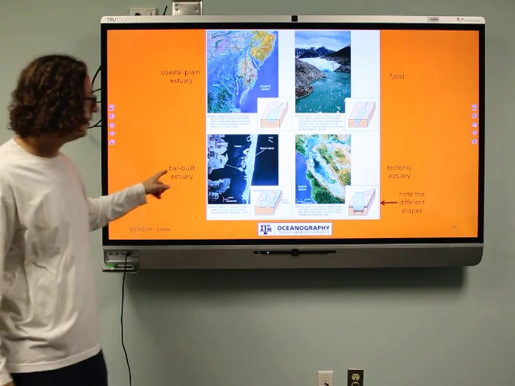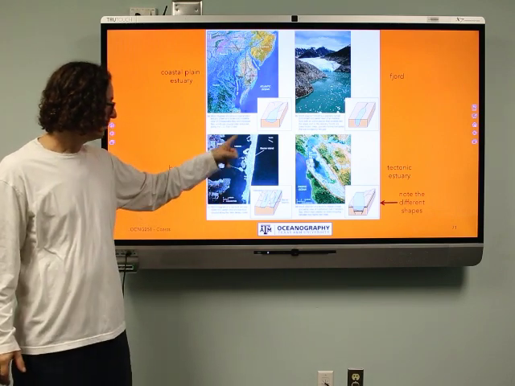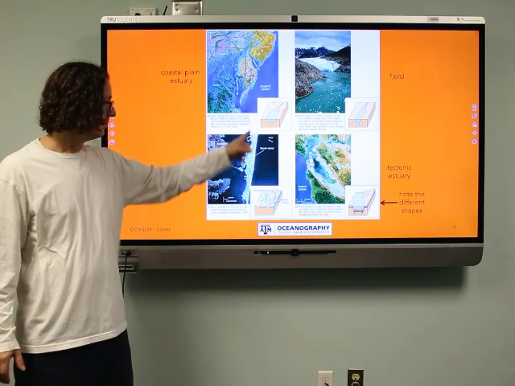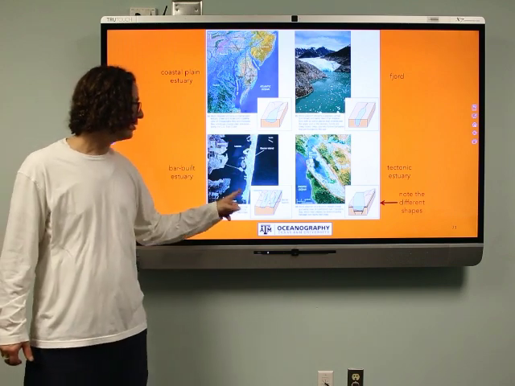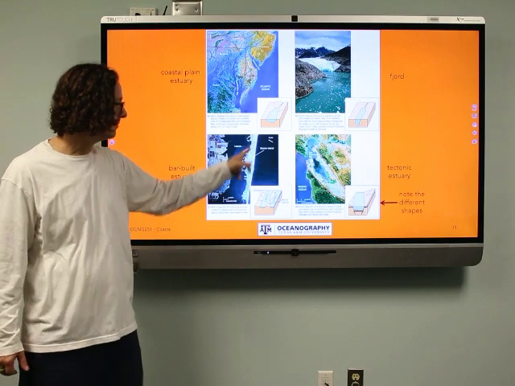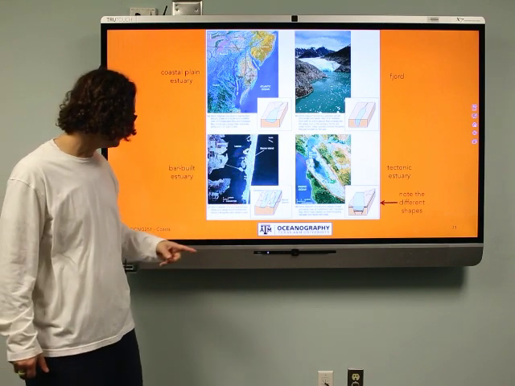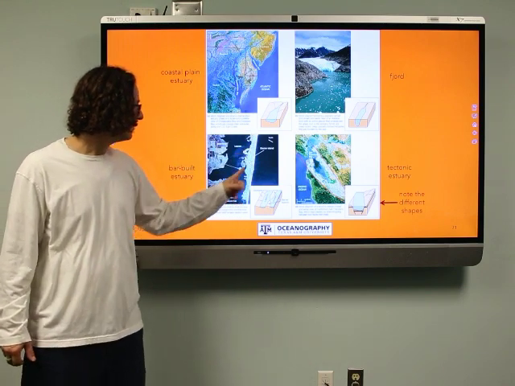A bar-built estuary is this space between the barrier island, in this case, this is the picture we showed you earlier. In this case, this is Tom's River. Is it Tom's River? I think it was Tom's River. New Jersey.